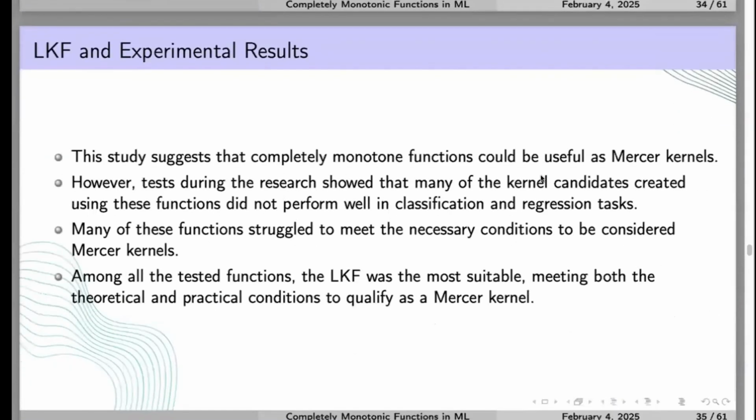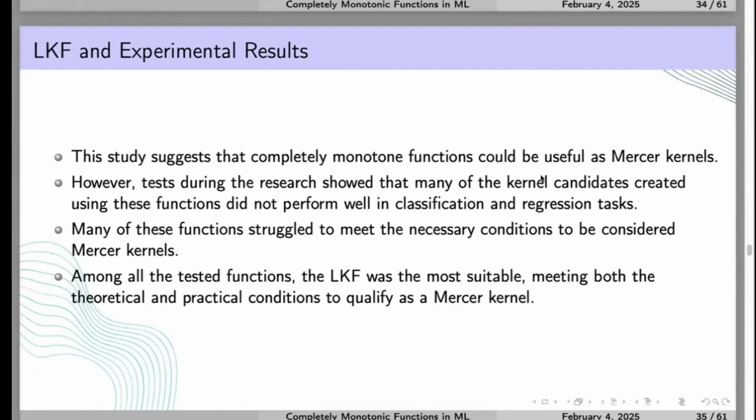This study suggests that completely monotone functions could be useful as Mercer kernels. However, tests during the research showed that many of the kernel candidates created using these functions did not perform well in classification and regression tasks. Many of these functions also struggled to meet the necessary conditions to be considered Mercer kernels.